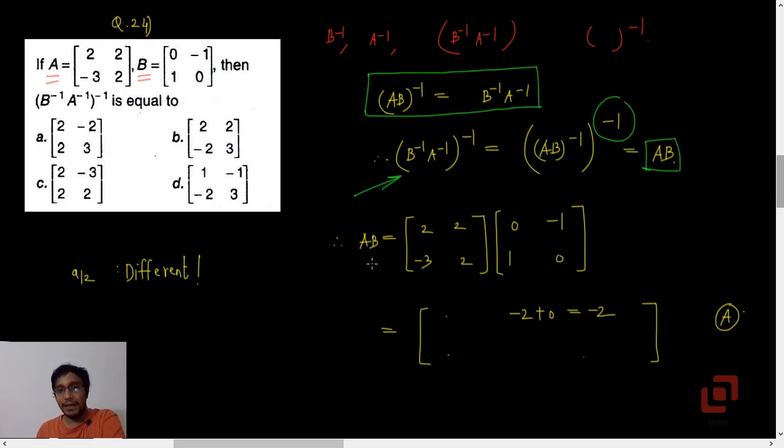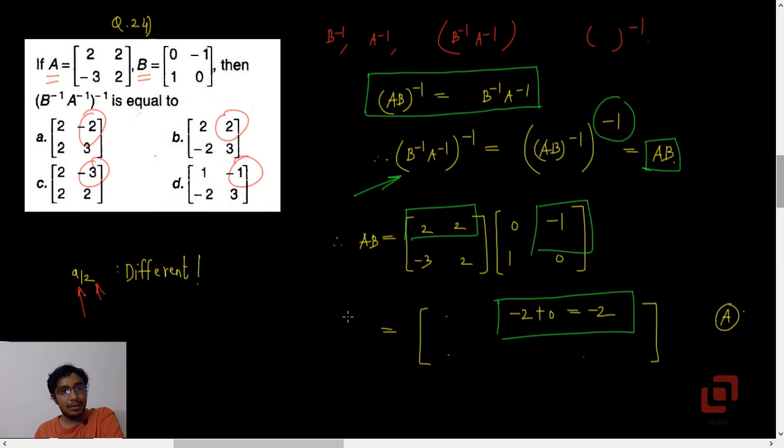Again, how can you save time here? Observe that A12 is different: -2, 2, -3, -1. So it's enough to take the dot product of the first row of A and the second column of B. Okay, first row 2, 2, second column -1, 0. So that is 2 into -1 plus 2 into 0, or -2. Option A, correct?